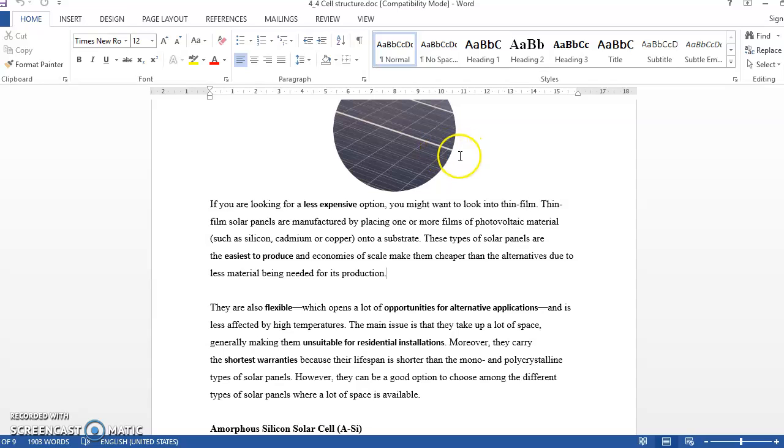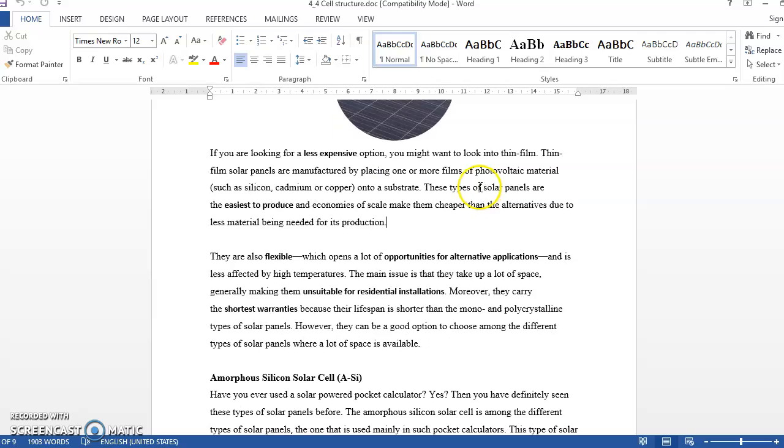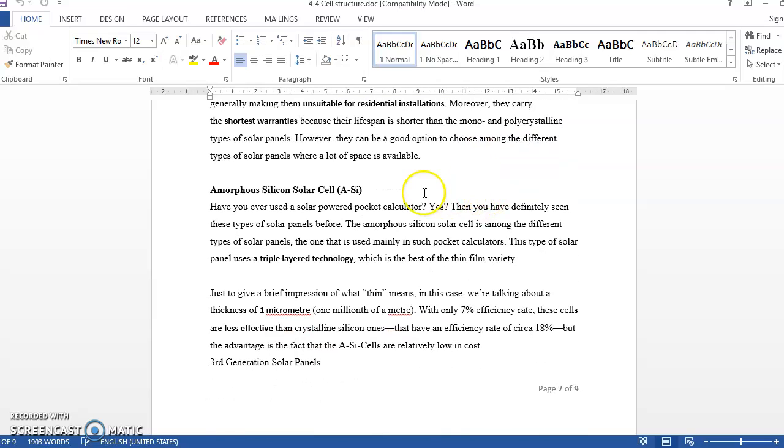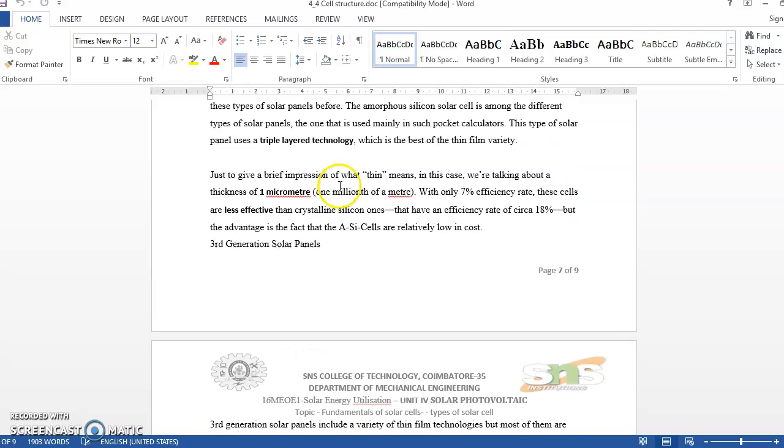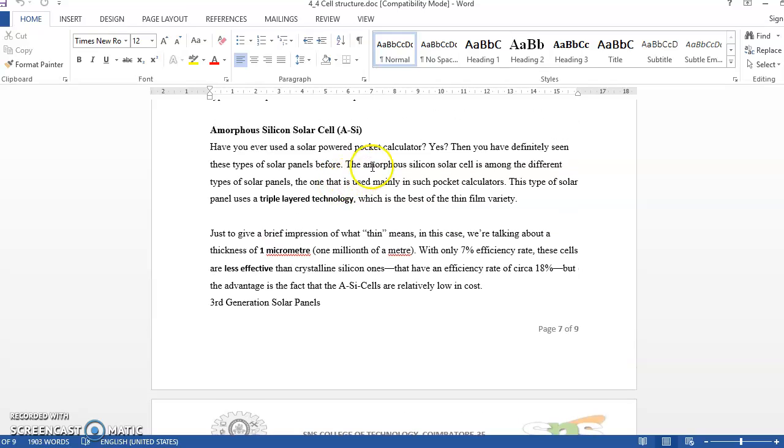So we can avoid it when we want it for a longer period. When we want it for a shorter period, we can choose it. Based on the application, we have to use it. Amorphous silicon solar cells we have discussed, which are used in the solar powered pocket calculator.